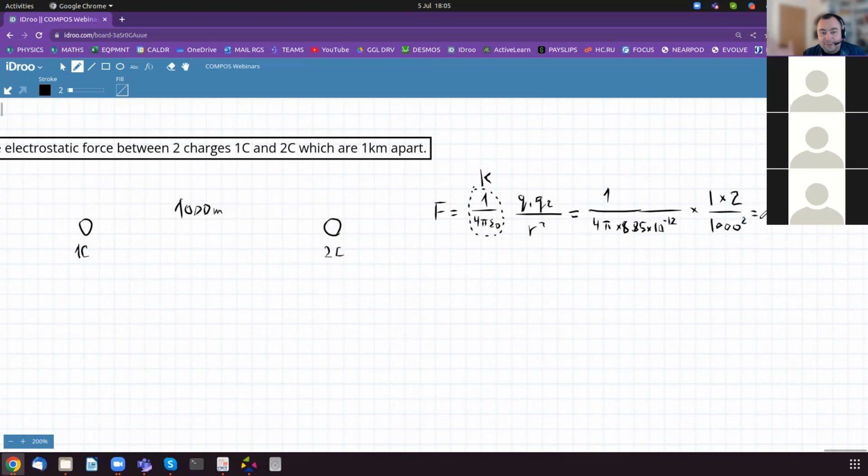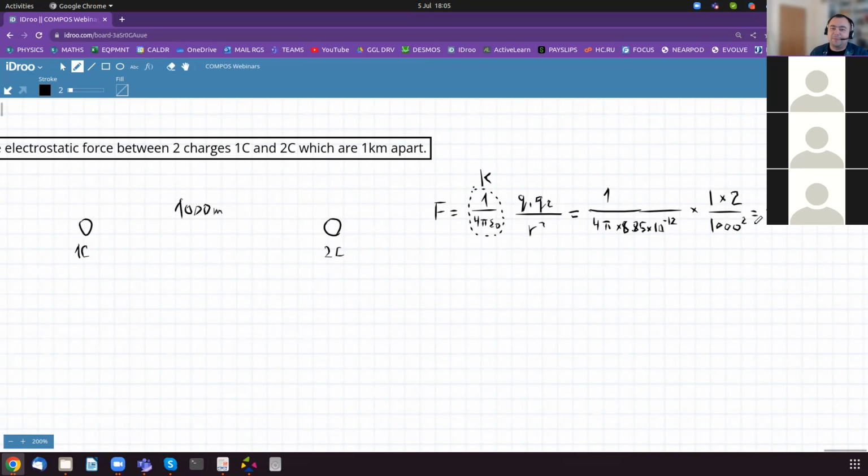And it seems like a boring question right until the point you get to the answer. So 1 over 4 pi multiplied by epsilon 0 multiplied by 2 over 1,000 squared. And you get a value which is 18,000 newtons.